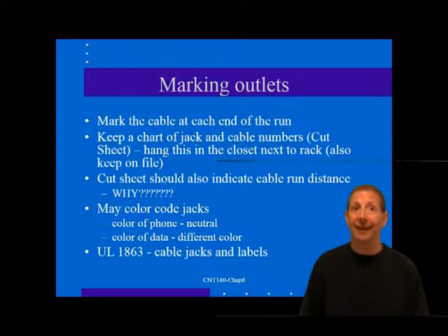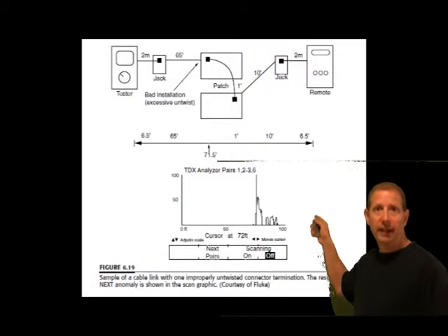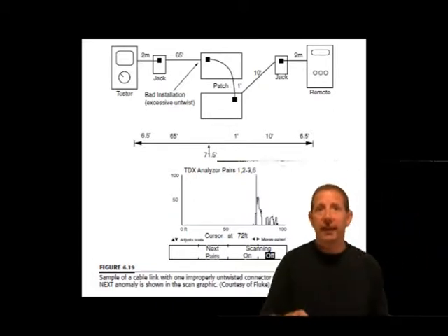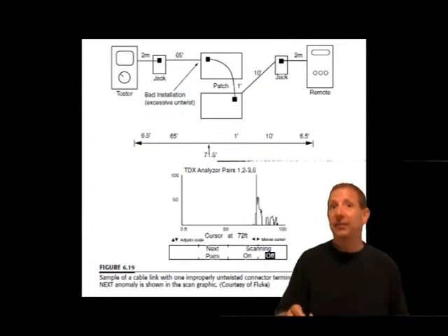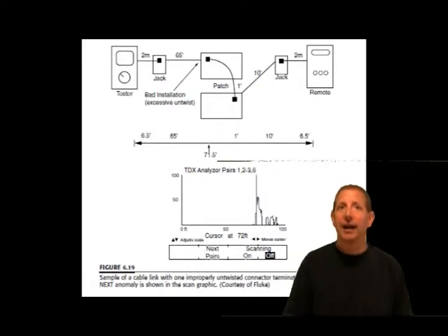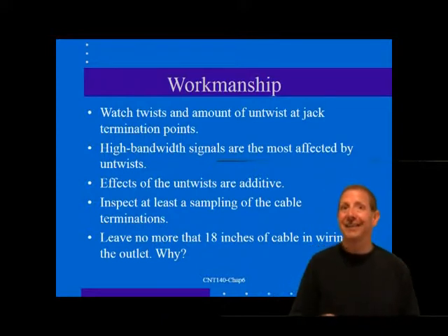You should carefully inspect at least a sampling of cable terminations to make sure that they are done properly. As the figure shows behind me, there's a sample of a cable link with one improperly untwisted connector. You can see that there's a very large cable anomaly at approximately 72 feet from the tester. This test link was made up with an intentional excess untwist of 3/4 of an inch at one of the connectors of the 1-foot patch cord. When you compare the size of this anomaly to other connectors which are properly made, you can clearly see the reason we emphasize good workmanship.